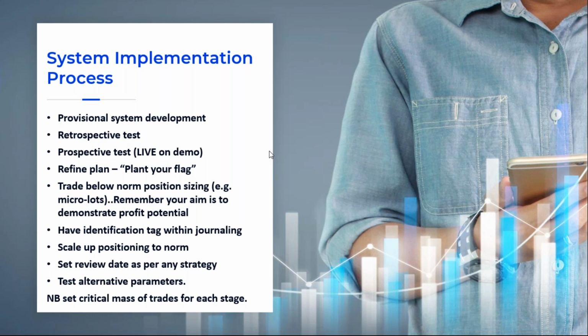Once you know it's going to make money, you can scale up. So you can take it from a micro lot to a mini lot to a standard lot, depending on your account size. And then you're going to review as you would with any other strategy. And of course, if you do all the things you should do, you're in a position where you can start to test alternative parameters. One thing that I would suggest is that you have a critical mass of trades before you move from one state to another.